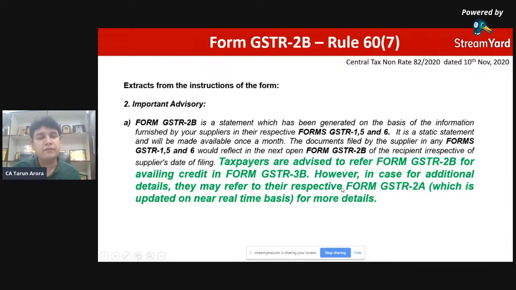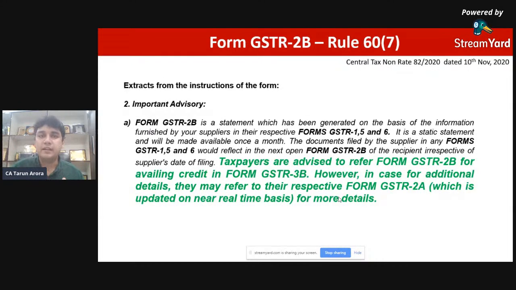However, in case for additional details, here meaning additional credits, they may refer to their respective form GSTR 2A, which is updated on real-time basis for more details. So obviously, because they have not restricted my credits to 2B, अभी कोई प्रोविजन नहीं है जो 2B से लिंक करके मेरे क्रेडिट्स को रिस्ट्रिक्ट कर रहा है. 36 के अंदर उन्होंने सब रूल 4 डाल के बोला 110% of 2A. So even today, the law which stands is 110% of 2A.